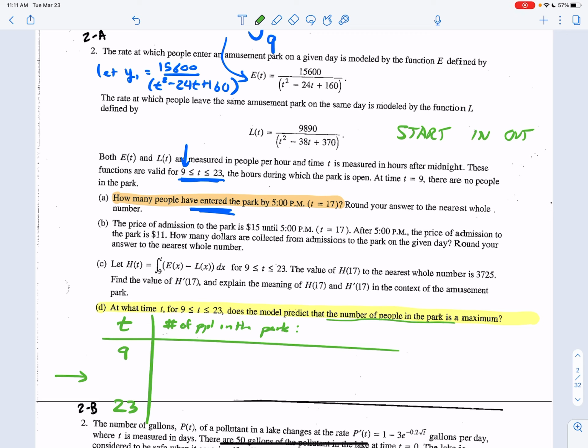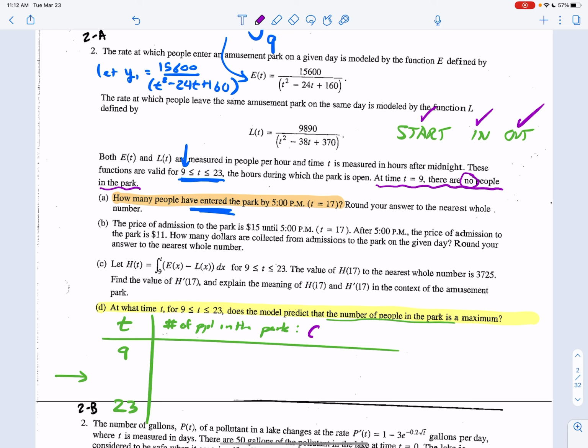So here, if you want to know the number of people in the park, you have to definitely consider how much you started out with. Okay? And you also have to consider how many people entered the park, but also how many people left the park. So we actually have to consider all three here. Okay? So the way you make this equation is you're going to consider the amount of people that started. So at 9 in the morning, notice how right here it says there are no people in the park.